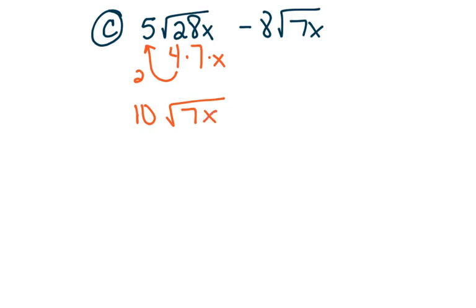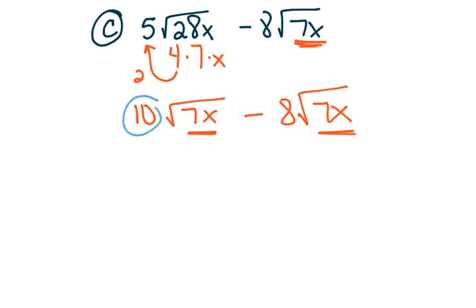All right, then I am subtracting. Well, conveniently, we already have 7x underneath the square root, and so that already matches what I have over here, so I'm just going to rewrite this. Okay, so underneath the radical symbol, they match. So now I'm just looking at 10 minus 8, which gives me 2, and leave this 7x underneath.